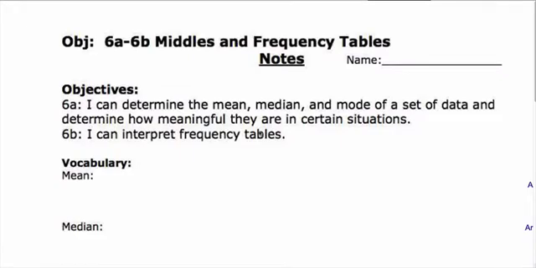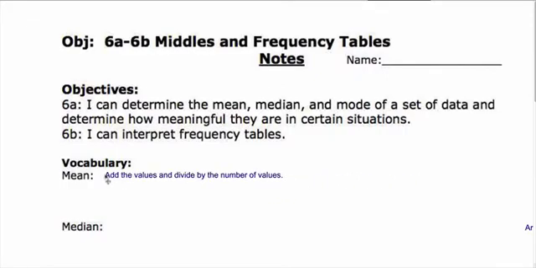Welcome to the video for 6A through 6B. We're going to look at middles and frequency tables. So we have two objectives here. 6A, I can determine the mean, median, and mode of a set of data and determine how meaningful they are in certain situations. And then 6B, I can interpret frequency tables. So in this video, we're going to use a frequency table to find the mean, median, and mode.